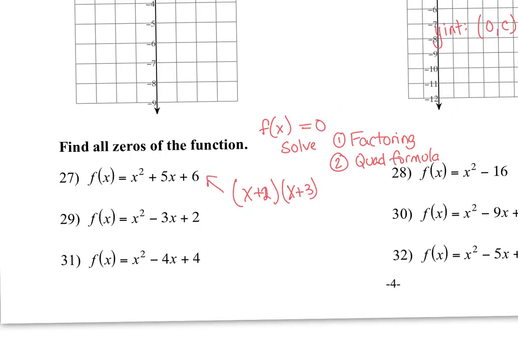So if we're solving by factoring, we're going to set that equal to 0, set each one equal to 0. That means your zeros happen at negative 2 and negative 3. Right? If I couldn't solve it by factoring, I'm going to use quadratic formula.